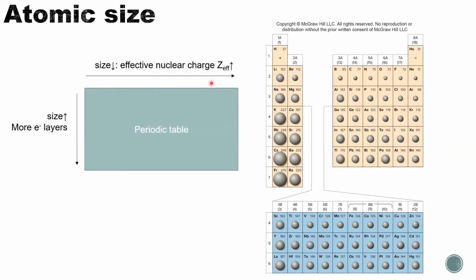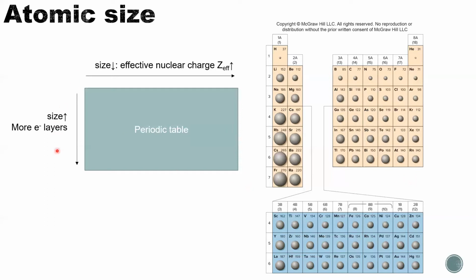If you see this, and also the picture from the textbook, the largest atom will be found in the left column at the bottom of the periodic table. The smallest atom will be found in the right column at the top of the periodic table. So just to give you an idea. However, all of these trends have exceptions.